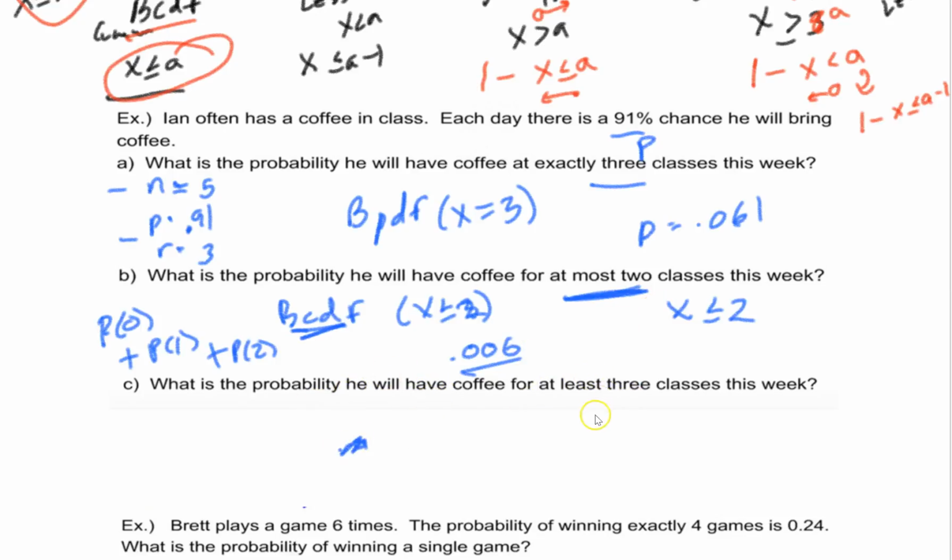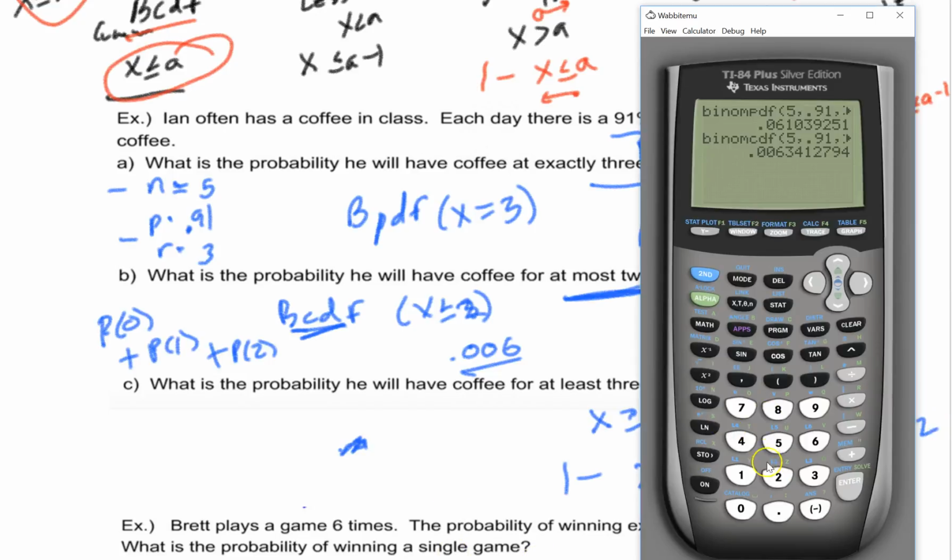So at least 3 is this one. Notice it's pointing in the wrong direction, so I gotta do 1 minus x. It has an equal to sign, so I gotta lose it. And I'm like, oh, I gotta go down 1 because I don't have the equal to sign. So 1 minus x is less than equal to 2 because they go down a level. So that's what I'm gonna put in my calculator. 1 minus binomial CDF of x is less than equal to 2.